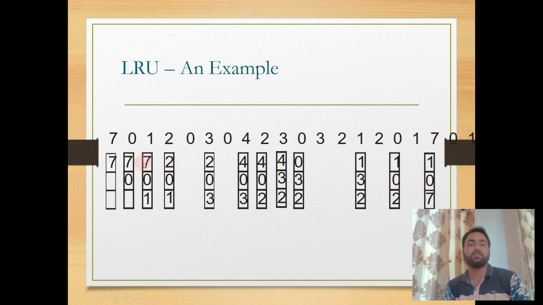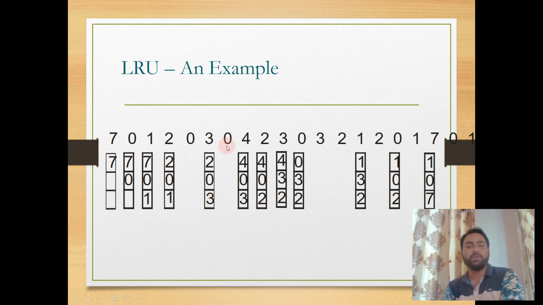Page number 7 will be replaced by page 2. So the frame set now has page 2, page 0, and page 1. Then comes page 0, which is already available in the frame set. Then comes page 3. Then we'll check which pages are recently used: 0 is recently used, 2 is recently used, 1 is the least recently used.